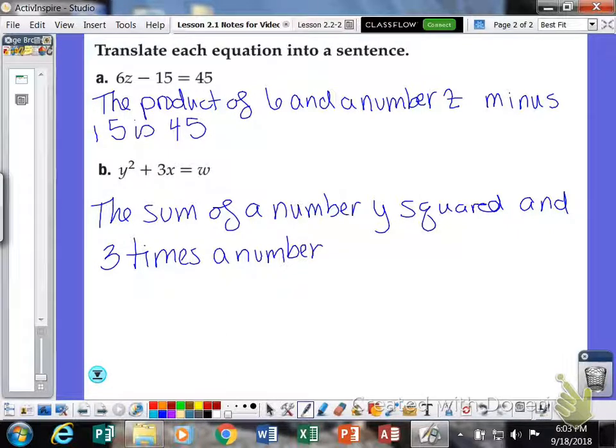The key thing is make sure we're using key phrases like sum, squared, product, times, all those kind of keywords. And that's lesson 2-1.